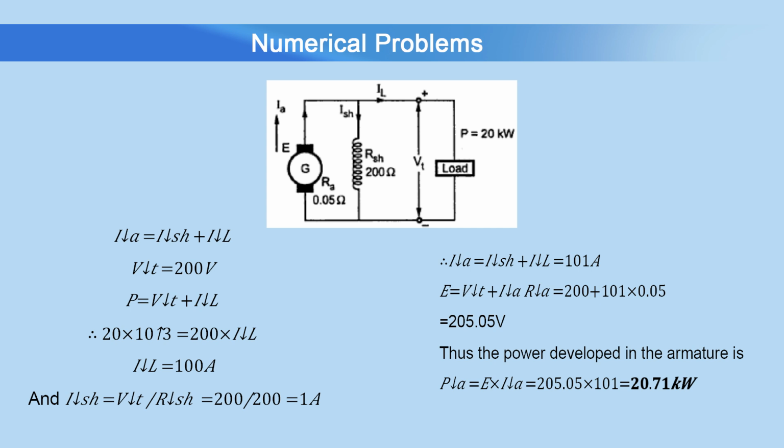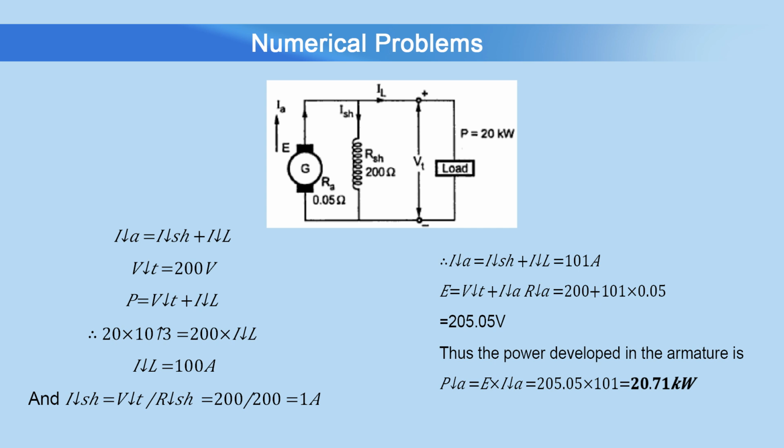That means this 200 volt is applied across the armature, it is applied across the field, and it is applied across the load as well. So what is the formula for power? Power is equal to terminal voltage into the load current. So P is equal to VT into IL. The value of P is already given in the statement itself. It is 20 kilowatt. So substitute the value of P, and VT is also given, that is 200 volt. Substitute the value of P and VT, and you will get the load current, which is IL is equal to 100 ampere. So here what we have obtained? We have obtained the value of load current.